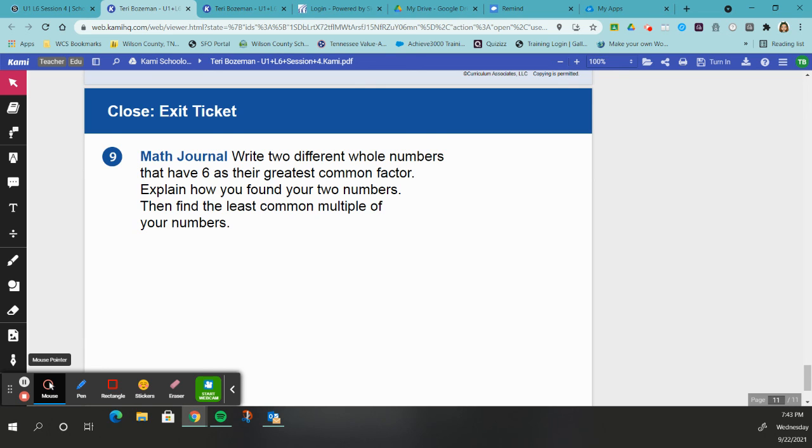Just remember to take it step by step. So 2 different whole numbers that have 6 as their greatest common factor. And then explain how you found your 2 numbers, and then find the least common multiple of your 2 numbers. So there's different possible answers here for this one. So think of 2 numbers that would have 6 as their greatest common factor.